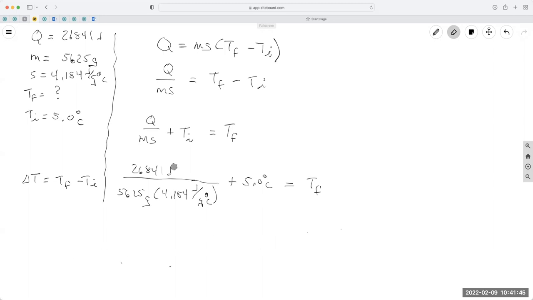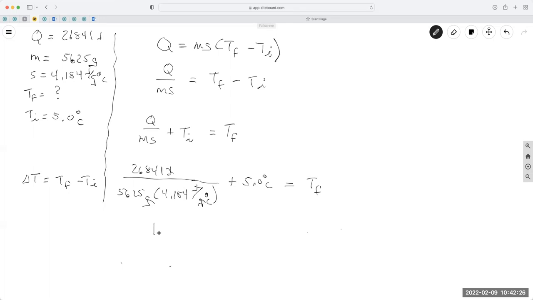All right, so now I'm going to do the math. So this is all multiplication and division. So when I do this, I'm going to go to 4 sig figs: 26841 divided by 5625. All right. So this part here becomes 1.141. And notice that joules cancel, grams cancel. This comes out to be degrees C.